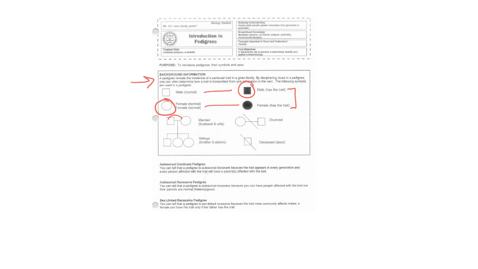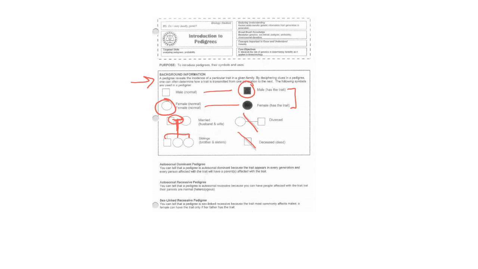Okay, a line connecting the two shows that they are married. This line coming down from that shows that they have had children. So these are all the children. Okay, and so these are all siblings here. If there is a line through that linkage there, that shows they are divorced. If there is a line that goes through the shape itself, it shows that that person has died.